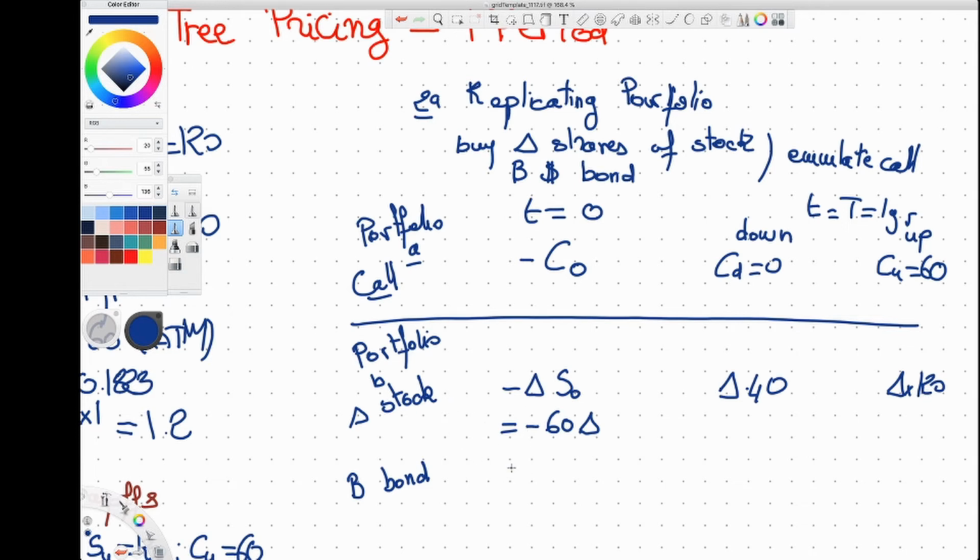Okay, let's look now at the bond investment. I spent B dollars on the bond, that cost me B. And next period I have what? I have B, that's my principal, times the interest rate. And we said the interest rate was equal to 1.2 earlier. The interest rate is the same regardless of the environment. Sorry, that's supposed to be a B here. Okay, just erase this thing.